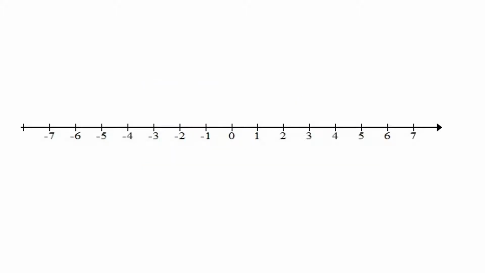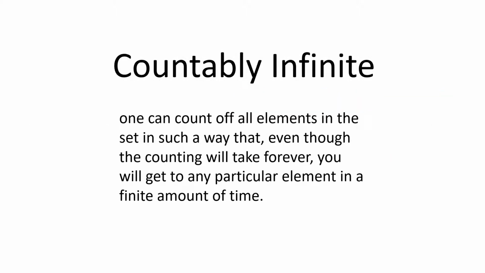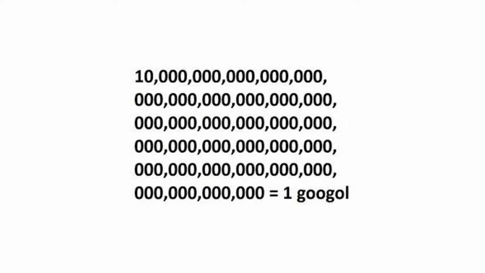If we were to count the integers, such as 1, 2, 3, 4, 5, and so on, we will continue to count up forever, yet it is still countable. This is called being countably infinite, meaning that we can technically count forever, but still get to any point within a finite amount of time. For example, let's say we want to get all the way up to 1 googol, which is an extremely large number. We can still get there by using the counting process within a finite amount of time.